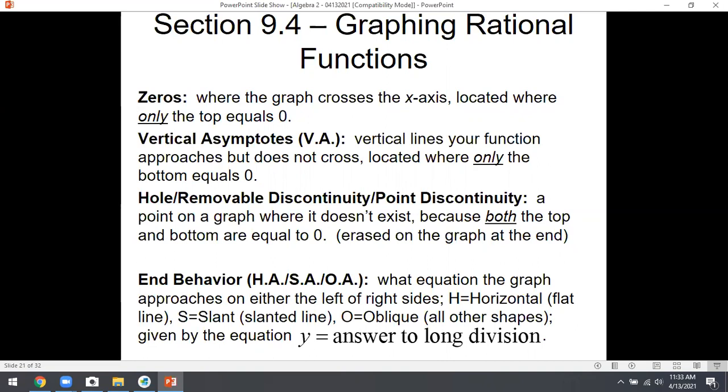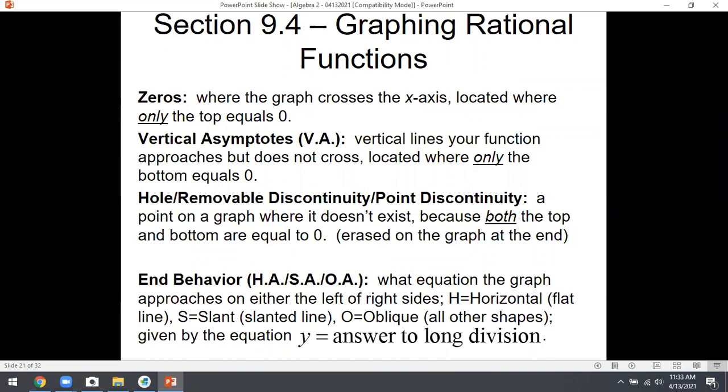It's literally a hole in the graph. It's the last thing you will do. If you see something that makes the top and bottom of your fraction 0 at the same time, then whatever number makes them 0 is something you will literally take out of your graph at the end, called a hole. So those first three concepts, zeros, vertical asymptotes, or holes, are about zeros on the top and bottom. Zeros are when there are zeros on top. Vertical asymptotes are when there are zeros on bottom. And holes occur when the top and bottom are both 0.